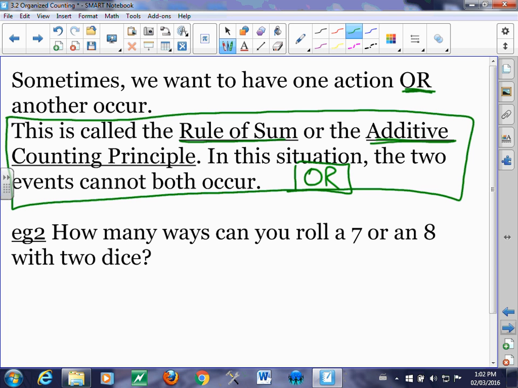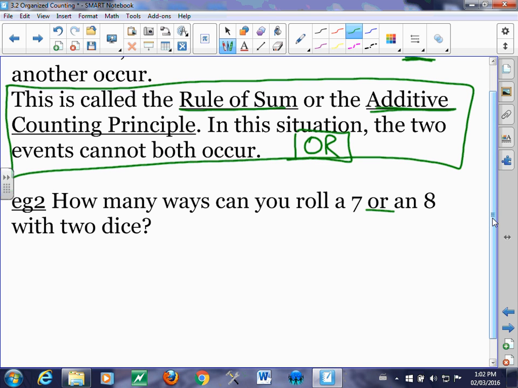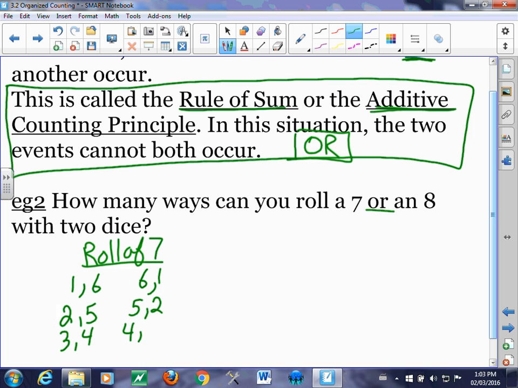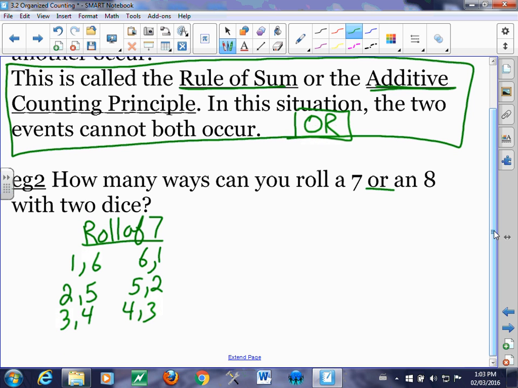And here's an example down below. It says, how many ways can you roll a 7 or an 8 with 2 dice? Well, if you have 2 dice at home, grab them. How many different ways can we roll a 7? If you have 2 dice, you can say 1 and 6. The first die is 1, the second die is 6. Or you can have the opposite, the first die being 6 and the second die being 1. So you've got 2, 5 or 5, 2. 3, 4 or 4, 3. So we have a total of 6 possible ways we can roll a 7, right?